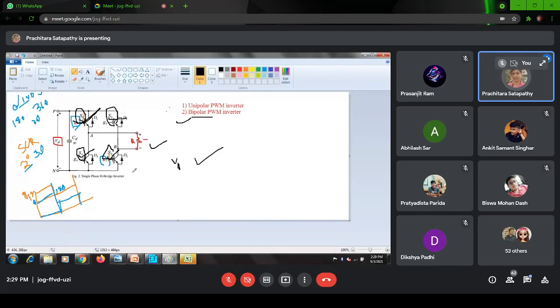Which value will you measure, RMS value or average value? Theoretical calculation, right? No, why average? In AC, average is 0. The output is AC, so will you calculate the average?